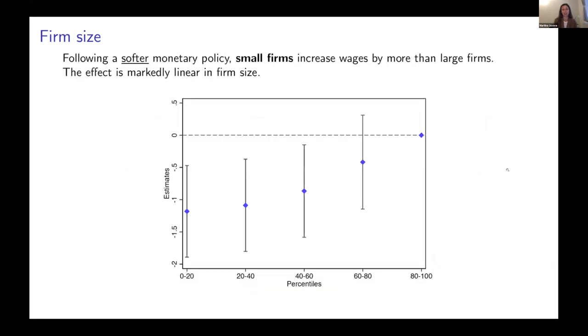Now, I believe graphs are nicer than tables. So from now on, I will switch the format from these tables, and instead, I'll be showing you the results in graphs. The graphs will do basically the same thing. It's just that we are splitting the firms by the characteristics into quintiles, and we will be using the top quintile as a reference point. So in this case, the reference are the largest firms in Portugal. And I'm showing you that one more time, workers in smaller firms are having these negative and statistically significant effects. So they actually benefit more from the monetary policy softening than the workers who are employed in large firms.